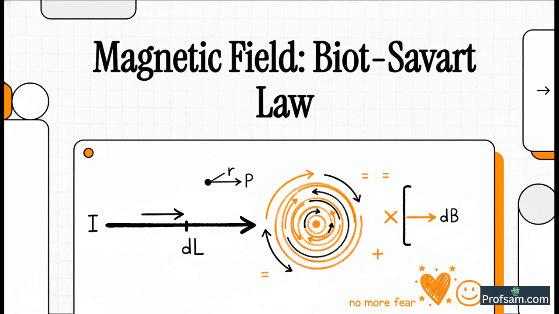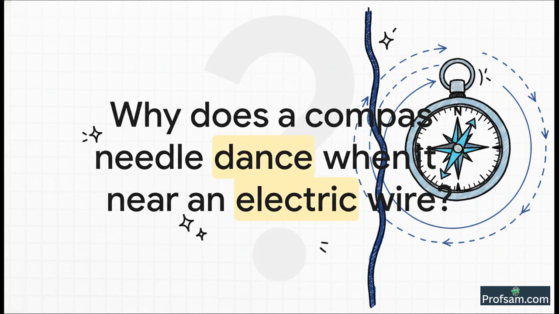Let's begin. So let me start by asking you a simple question. Have you ever wondered why, if you bring a compass near a wire that's carrying current, the little needle suddenly comes to life and starts to dance around? Well, this is exactly what a scientist named Ørsted noticed almost 200 years ago. He was the first person to realize that an electric current actually creates its own magnetic field around it.